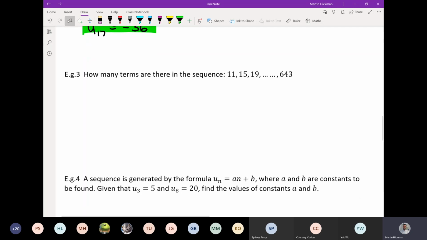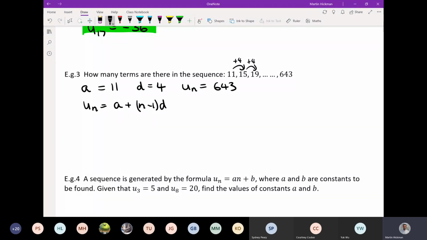Okay, so to do that, what do I know about this sequence? I know that A is 11, my first term. D is 4, the common difference. Okay, it's going up by 4 each time. And the last term in the sequence is 643. So I know that Un is 643, but I want to find out what n is. So in that formula, yet again, I use Un equals A plus n minus 1 times D.